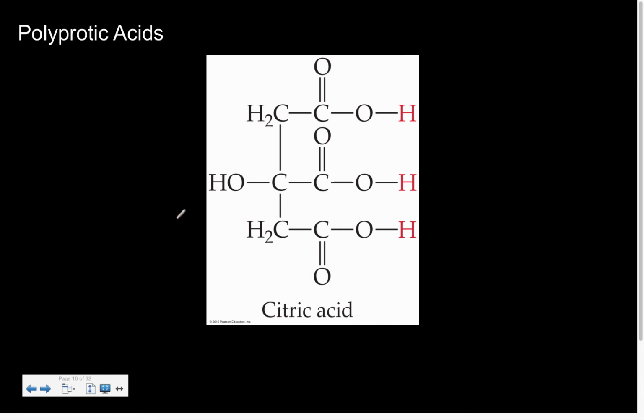All right, polyprotic acids. This should not be hard. Poly means many, and protic refers to protons, so many proton acids. Here we have an example of citric acid, wherein again we have that COOH group, except that there are 3 of them in this one molecule. And if there are 3 of them, basically we have 3 acidic protons that are losable.